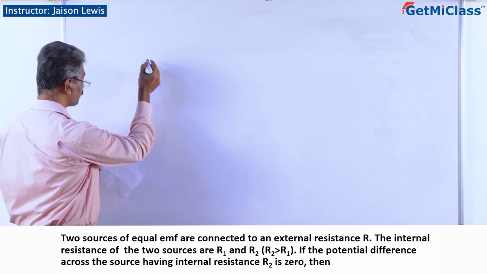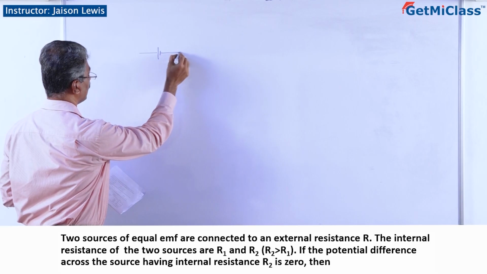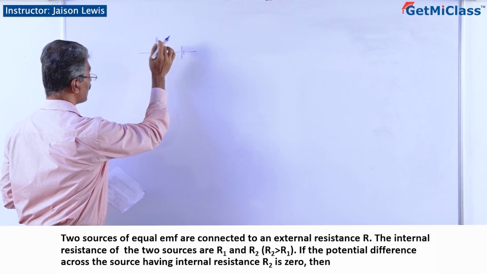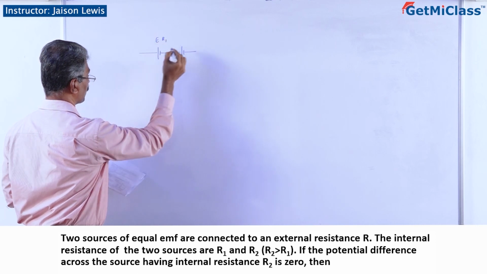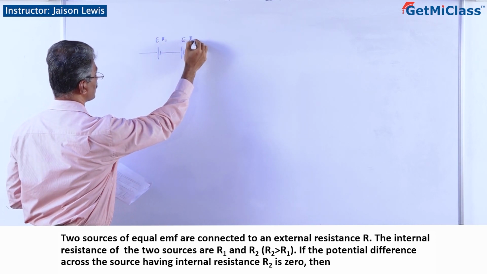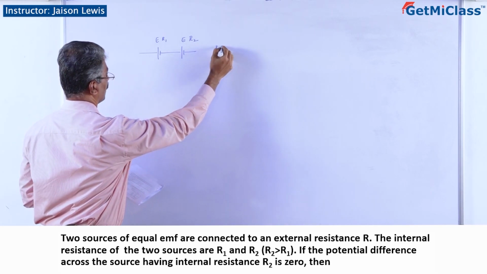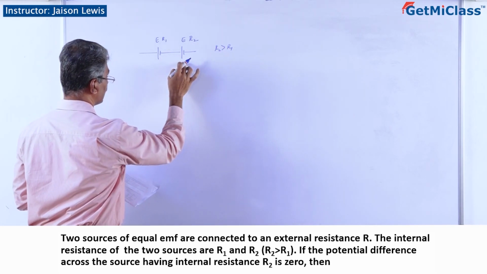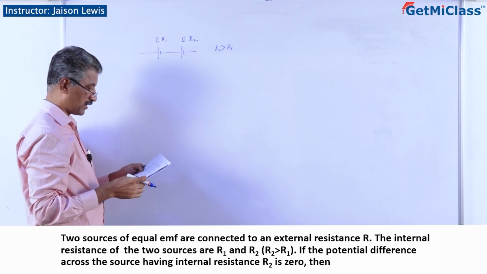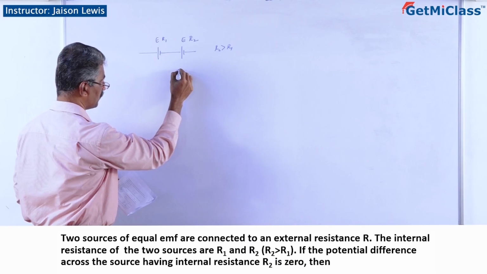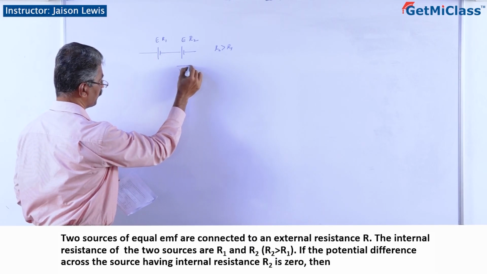There are two sources of the same EMF, equal EMF, and they are connected together. I'll write the first one as E, internal resistance R1. One more is E, internal resistance R2. Now R2 is greater, it's already given, R2 greater than R1, so the second cell has more internal resistance. The potential difference across the source having internal resistance R2 is 0.